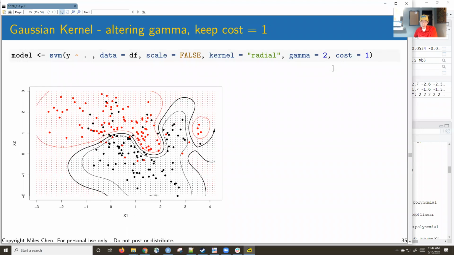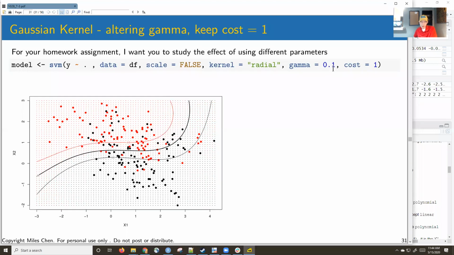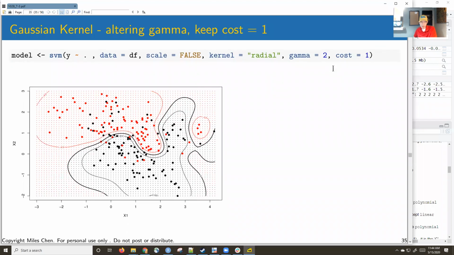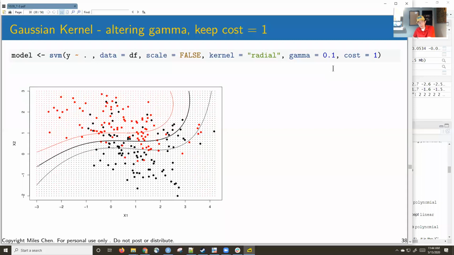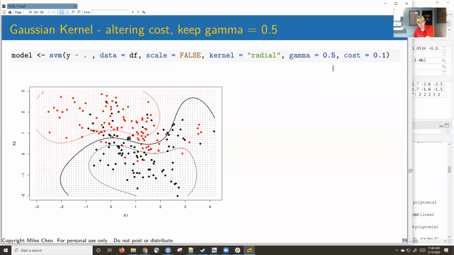So that's what happens when you mess with gamma. So gamma small to gamma high. Okay. And I want you to comment on what happens when you alter gamma. All right, and then here we're going to keep gamma at 0.5, and let me just show you what happens when you alter the cost.